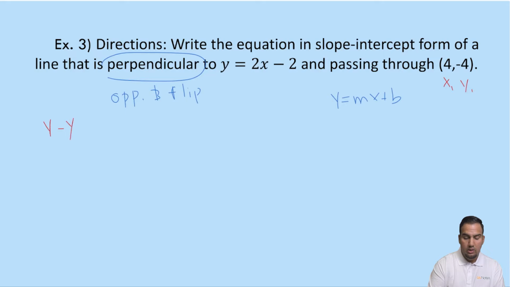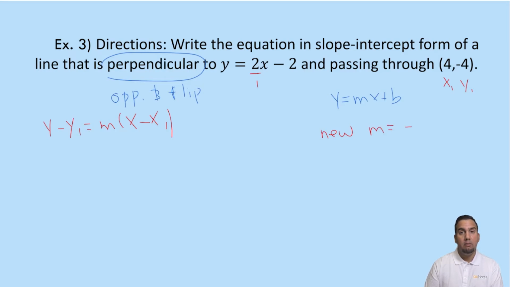y minus y1 is equal to m times (x minus x1). And now the goal is I have a point, I'm missing my m, but my m is perpendicular, which is opposite and reciprocal. Because my slope is not a fraction, I want you to always put it over 1 so that it is a fraction. What we're first going to do is my new m is going to be opposite. So because it's positive, it's going to be negative, but I'm going to flip the fraction. So if I flip 2 over 1, I'm going to get what? I'm going to get 1 over 2, and that's my new m.